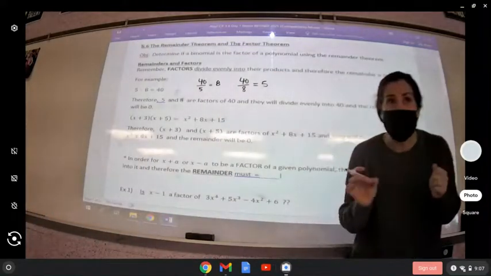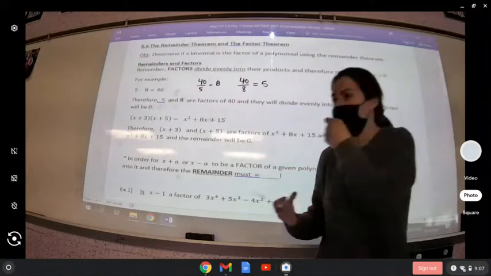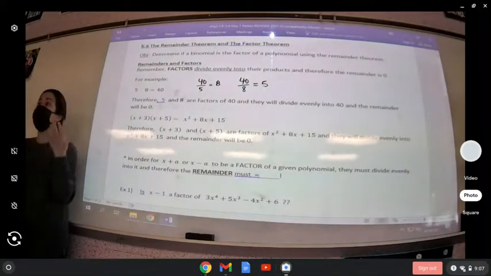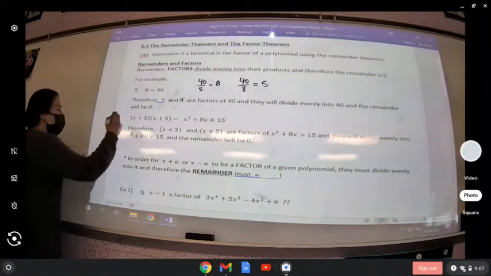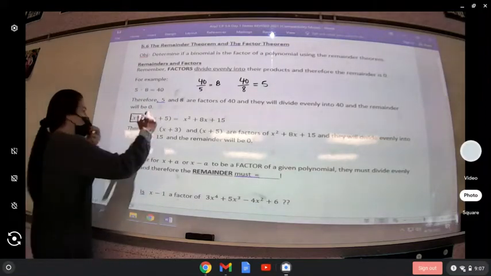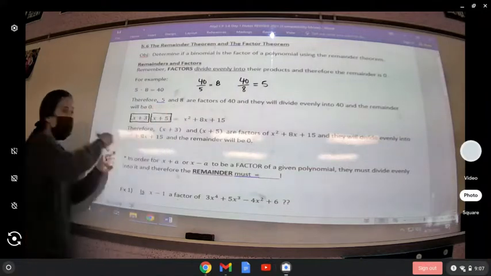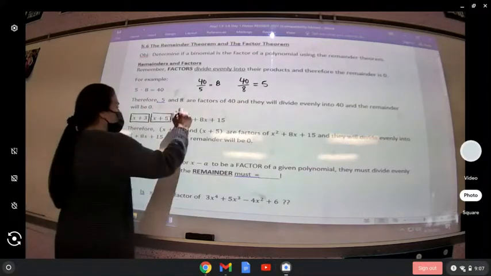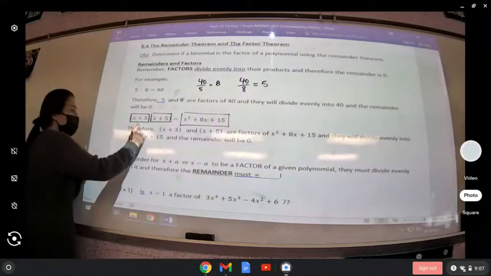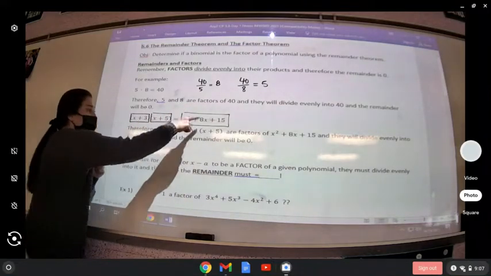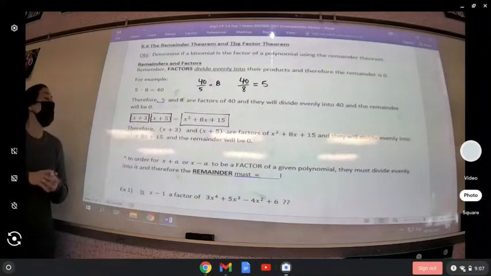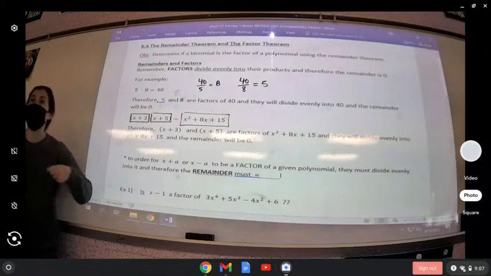We're working with polynomials, these mathematical expressions, right? So instead of looking at 5 times 8 equals 40 with numbers, let's look at it with polynomials. So if you take the polynomial x plus 3, and you multiply it with the polynomial x plus 5, right, you FOIL that out, it equals this polynomial. So therefore, since x plus 3 and x plus 5 multiply to x squared plus 8x plus 15, they're factors of it, which means they will divide evenly in.